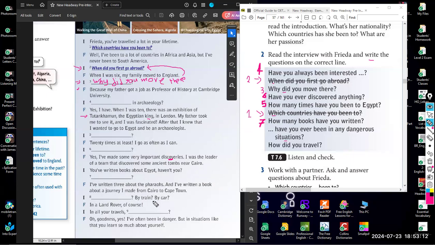Now 8, by train, by car, in a Land Rover, of course. How did you travel? Exactly. So this is number 8.